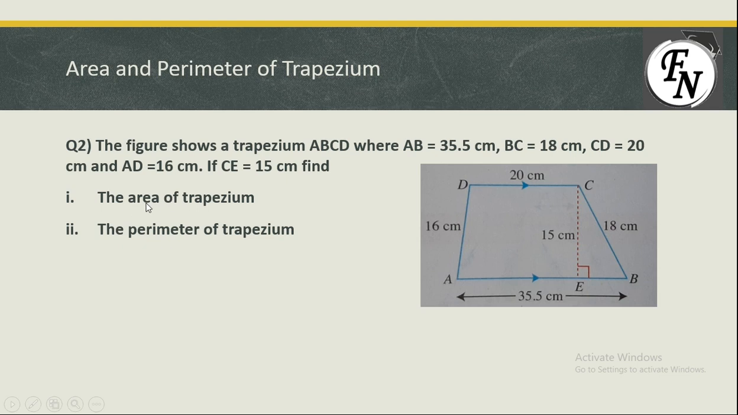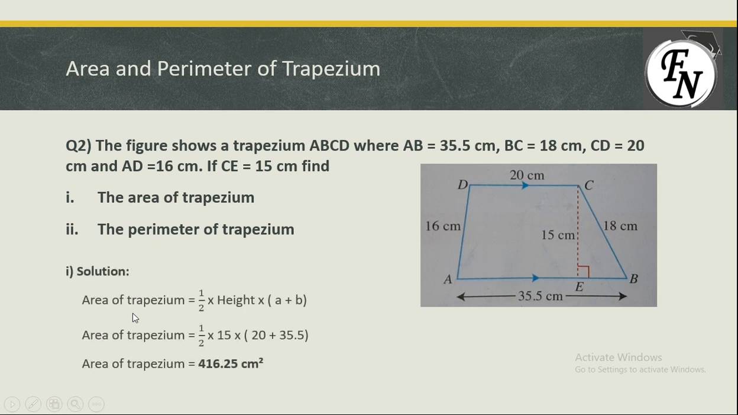So when I want to calculate the area of the trapezium, I can use the formula as I stated earlier: half into height multiplied by the sum of both parallel sides. The height is 15, A is 20 and B is 35.5, as given here. After solving it using BODMAS, I will get the answer as 416.25 centimeters squared.